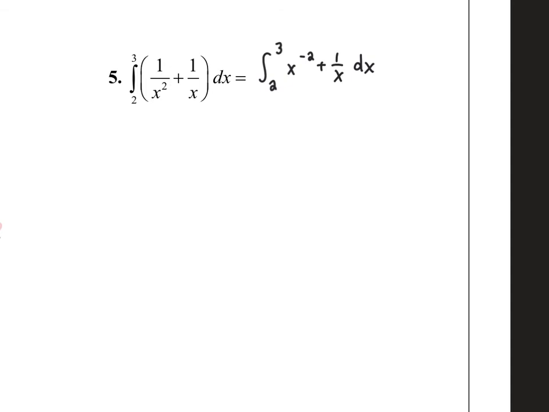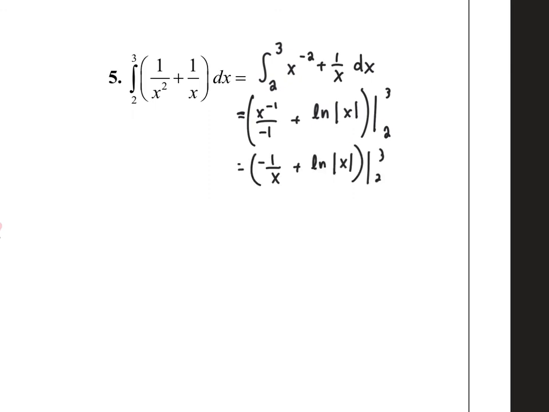I'm ready to do my antiderivative, so I'm going to do my power rule here, add 1 to the power, divide by the new power. Here is my antiderivative, ready to be evaluated. Before I plug these numbers in, I'm going to simplify this part right here a little bit, handle that negative exponent. Now I'm ready to substitute in my limits, upper minus lower.